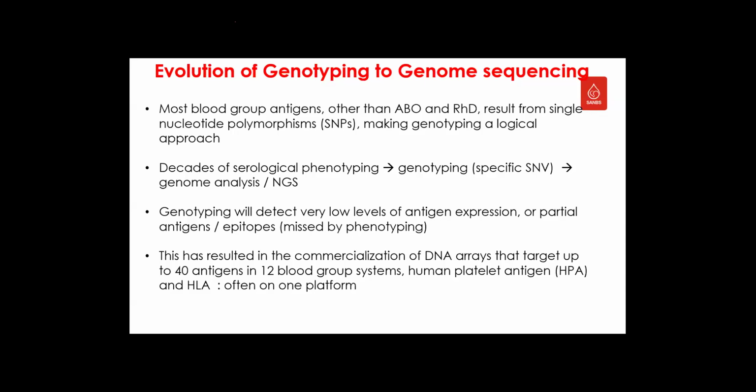Also, genotyping will detect very low levels of antigen expression or partial expression of antigens, which are easily missed by phenotyping. So this has really resulted in the last 10 years in the commercialization of DNA arrays that target up to 40 antigens in 12 blood group systems, but not only for red cells, but even for human platelet antigens and also for HLA. And this testing is usually done on one platform in one test.